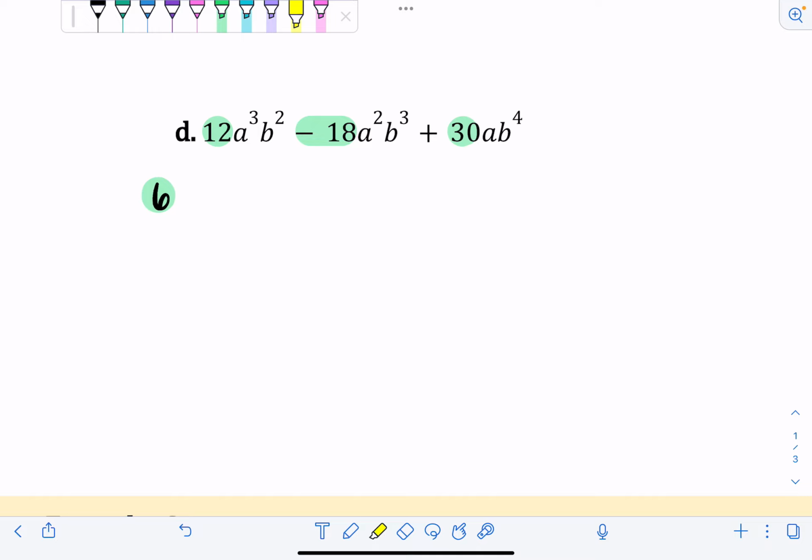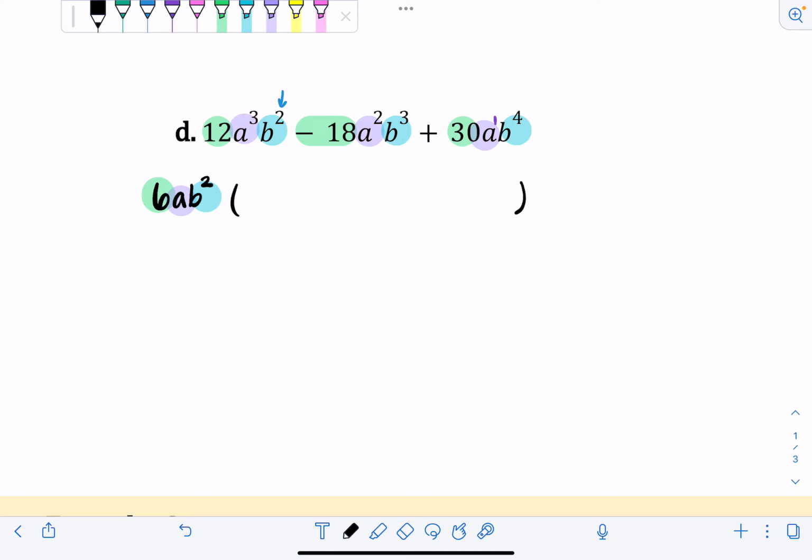Okay, and then for my a's, this is an a to the third power. This is an a squared. This is an a to the first power because there's no exponent. I can only pull out the lowest one, so I can only factor out an a to the first power. And then for my b's, I have a b squared, a b to the third power, a b to the fourth power. I can only factor out the lowest one, so I can factor out a b squared. Okay, and then that's my GCF, so I still have to fill in the rest with parentheses.